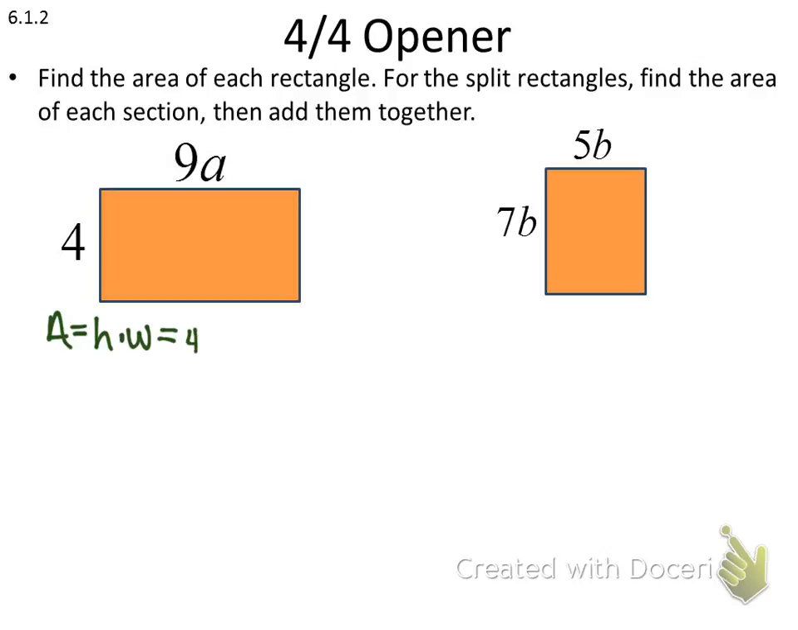4 times, Paige, what do I plug in for my width? 9a. Vernell, if I take 4 times 9a, what do I end up with? 36a. And then that's your final answer, so you're going to box it. So you're going to have on your paper, area equals 4 times 9a equals 36a.